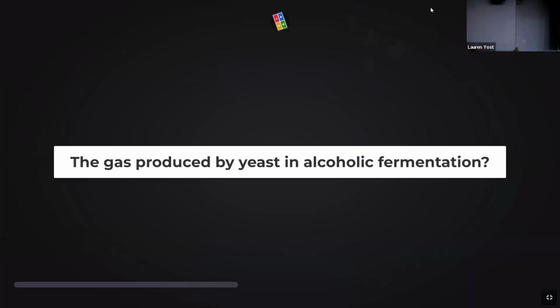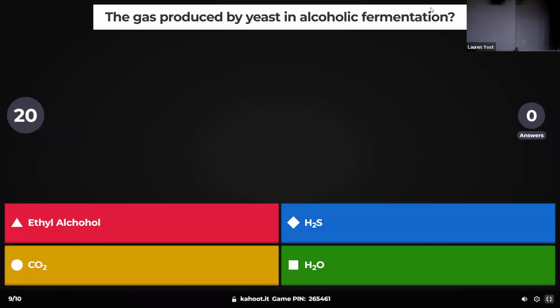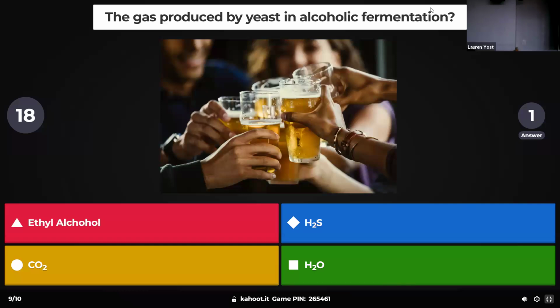All right, gas produced by yeast during alcoholic fermentation. What gas do yeast make during alcoholic fermentation?